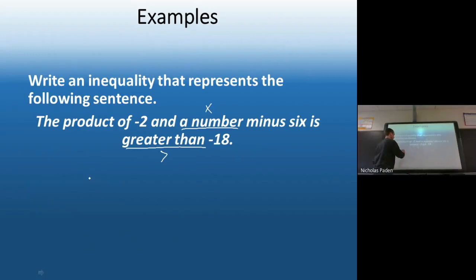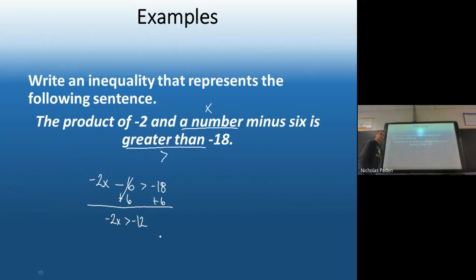We write -2 times x as -2x -6 is greater than -18. So -2x -6 is greater than -18. That would be our inequality. Okay, so to solve that, we're going to add 6 to both sides. That's going to get us -2x is greater than -18 plus +6 would be -12. And then to get rid of that -2, we're going to divide both sides by -2.